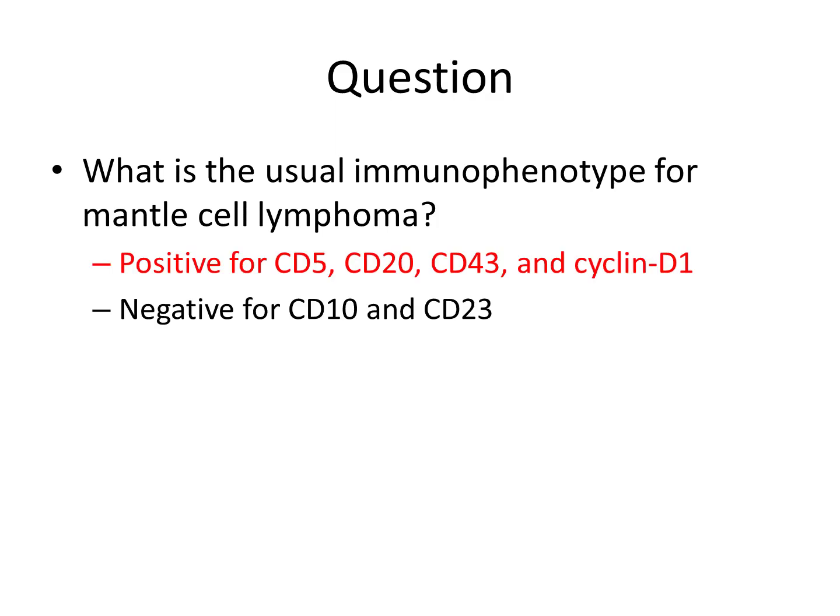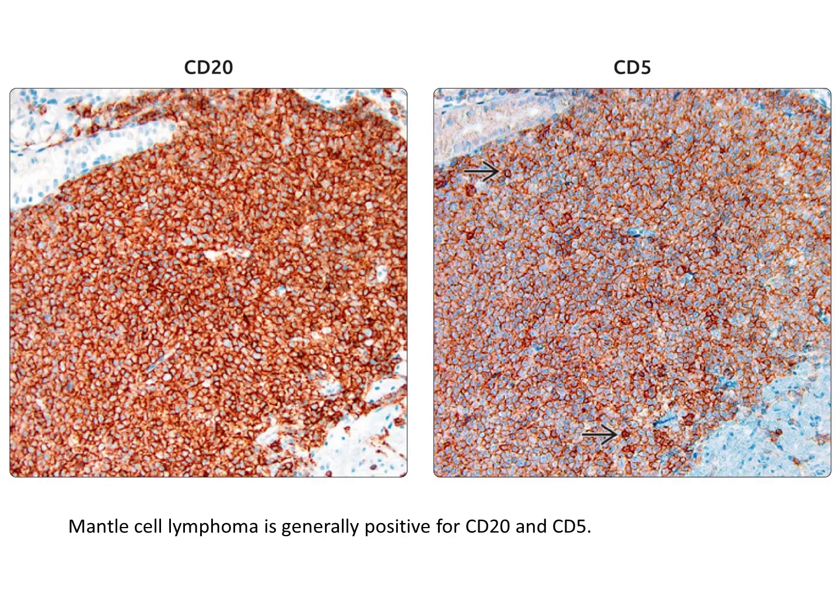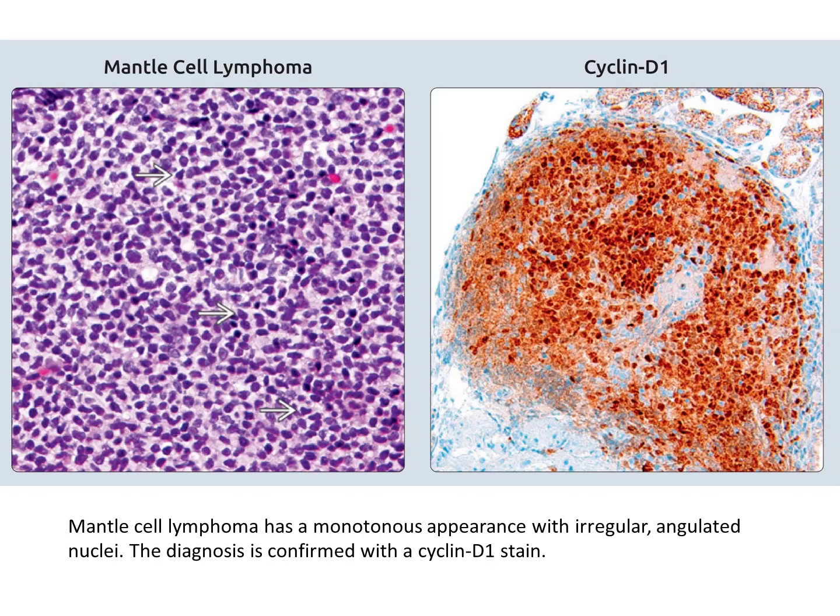Mantle cell lymphoma expresses B-cell markers such as CD20 and CD79A. They may also have aberrant expression of CD43. However, the two markers that are more specific are CD5 and cyclin D1. These tumors are negative for CD10 and CD23. This figure shows a lymphoma that is positive for CD20 and CD5. The tumor cells have a monotonous appearance with irregular angulated nuclei. The diagnosis is confirmed with cyclin D1.